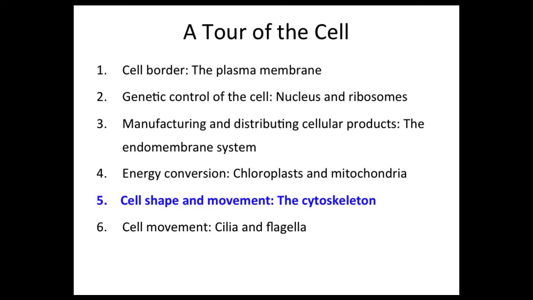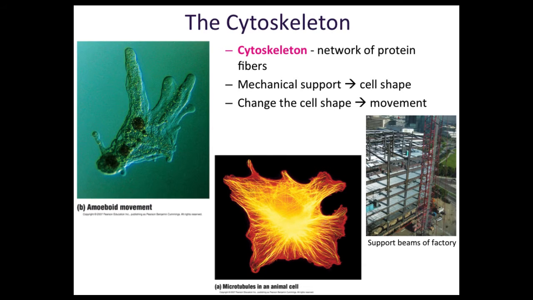In our next tour of the cell, we're going to look at how cells maintain their shape and in some cases move, which is called the cytoskeleton. The cytoskeleton is a network of protein fibers, and it contributes two important functions. Number one, it contributes mechanical support, and this can allow the cell to maintain shape. Number two is it can change the shape of our cell in some types of organisms, such as this single-celled organism called the amoeba, and that allows for primitive movement.